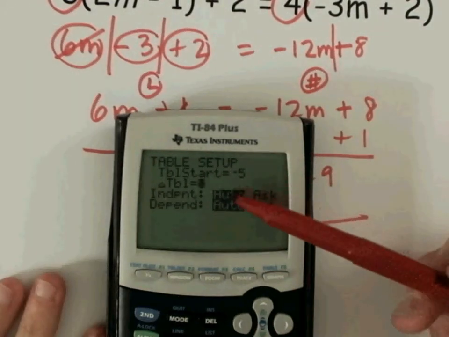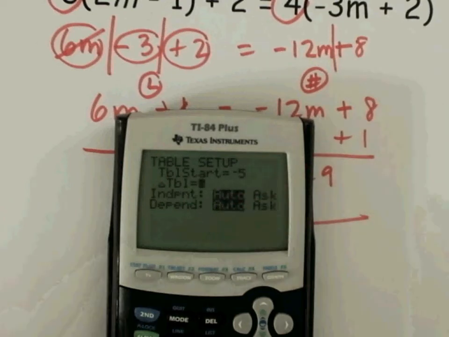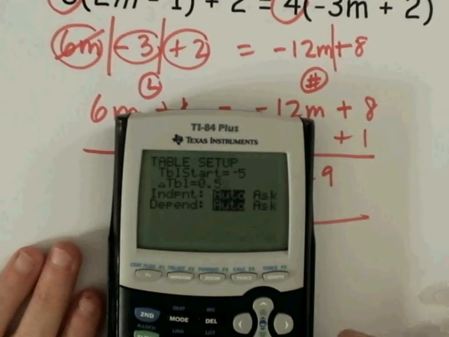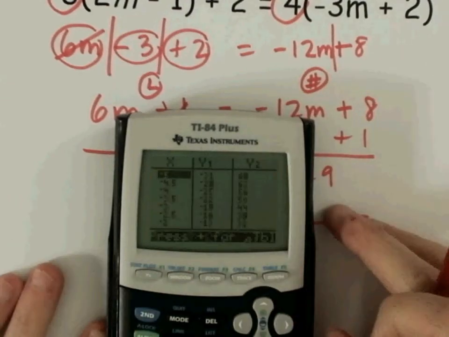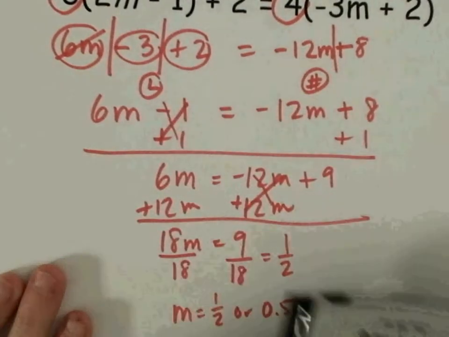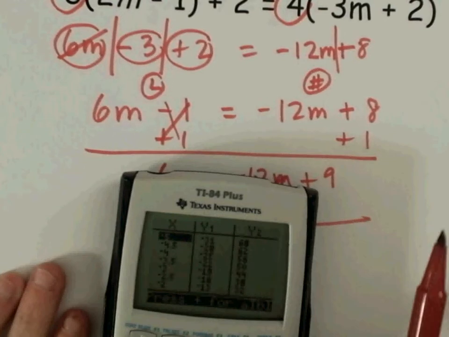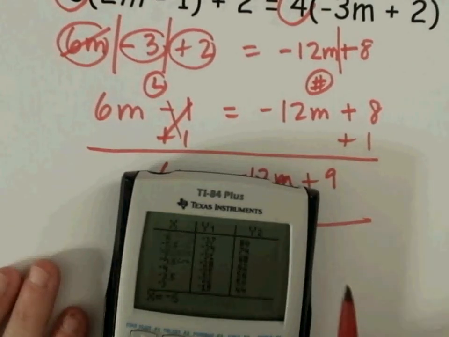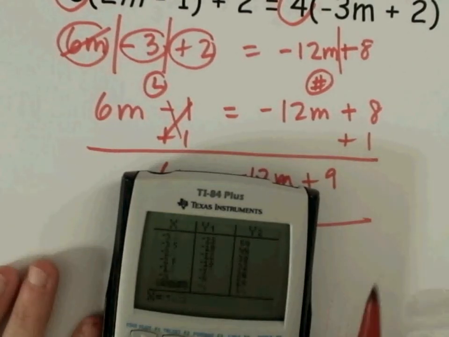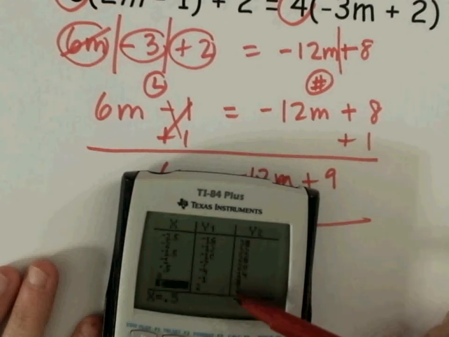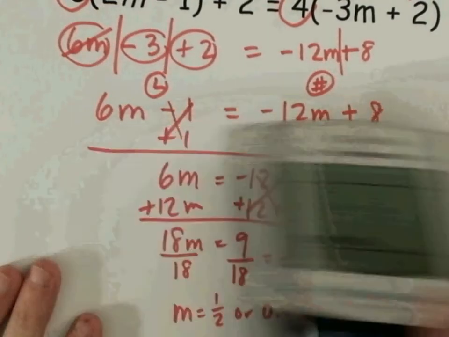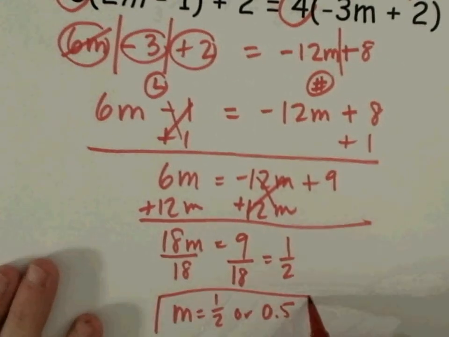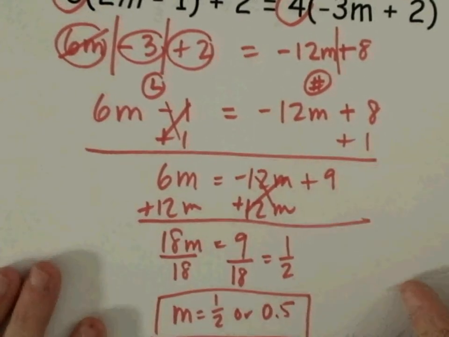But what's happening now is my table is changing by 1 instead of half. So I want to make it change by 0.5 so that I can see half unit increments. Now when I go back into the table, I can see my x's are going up by half. So when I arrow to, I'm going to scroll and scroll and scroll. When I scroll to 0.5, I see 2 and 2, which means that I have solved this correctly. So I know that this answer is correct.